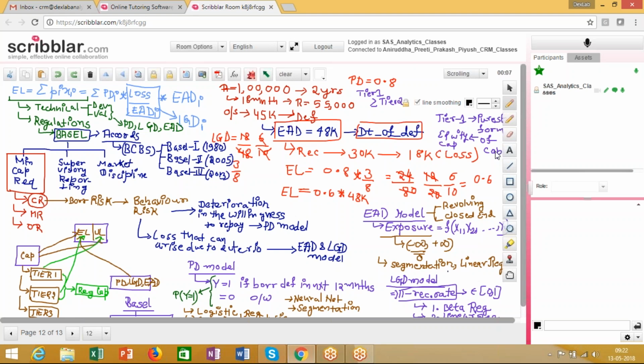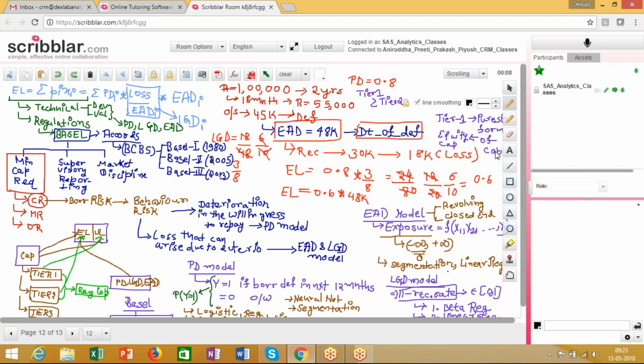Now, the entire objective of Basel as a regulatory framework is to ensure that banks are protected from each of these three layers of shocks, which comprise expected loss, unexpected loss, and potential loss.